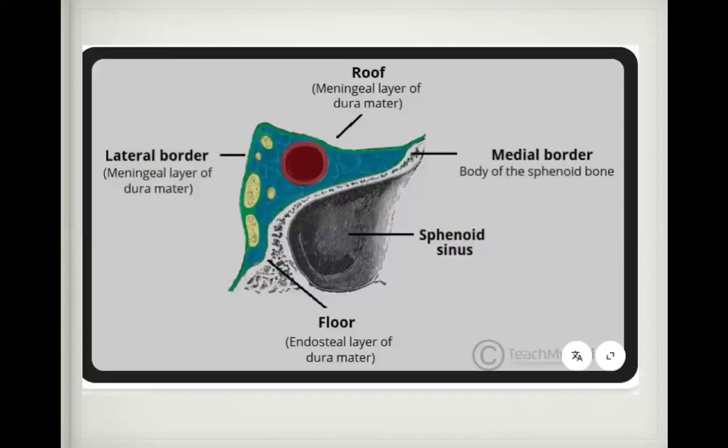And this is a pictorial demonstration of what I have just described. The roof, the lateral border, the floor of the cavernous sinus. And of course, we can see the red circle there showing how the internal carotid artery passes through the cavernous sinus. All right, and we can also see the close relationship with the sphenoid bone and the sphenoid sinus.